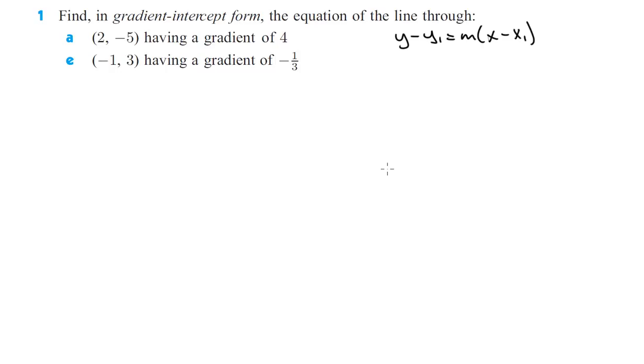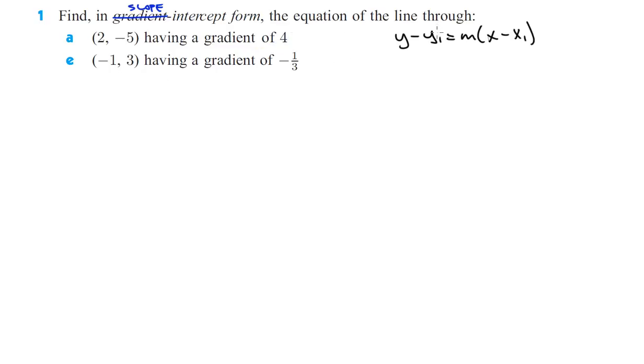I'm going to take you through the 7F assignment. Okay, first problem's number 1. Find in gradient intercept form, otherwise known as slope intercept form. That's what you're more familiar with. Find the equation of the line through (2, -5), having a slope of 4.